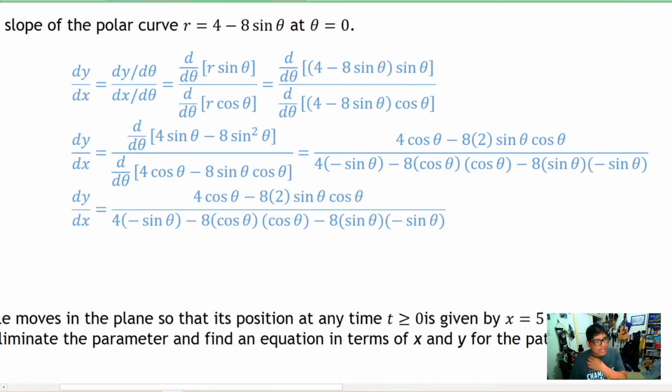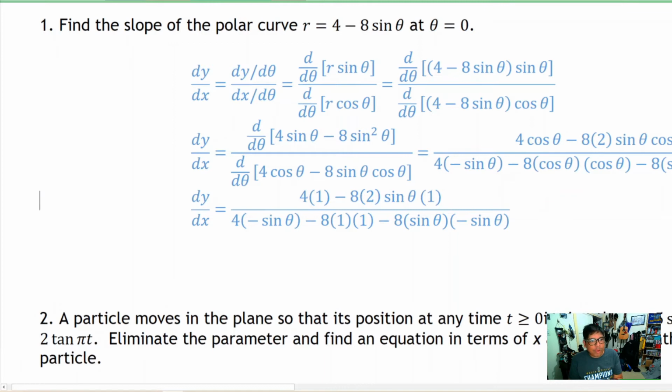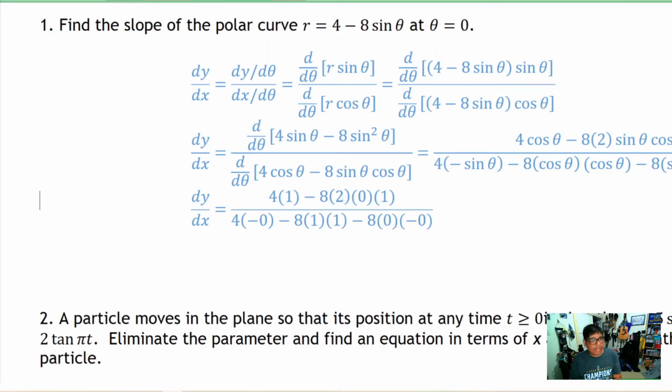So we have dy/dx equals 4 cosine theta minus 8 times 2 multiplied by sine theta cosine theta, divided by, well, that's just a big mess. First of all, whenever I see a cosine, I'm going to turn that into a 1. And wherever I see a sine theta, I'm going to turn that into a 0. That greatly simplifies things. We get 4 over negative 8, which is negative 1/2.